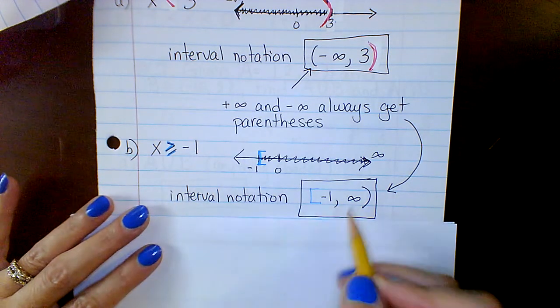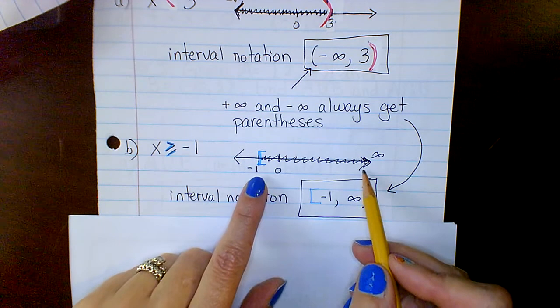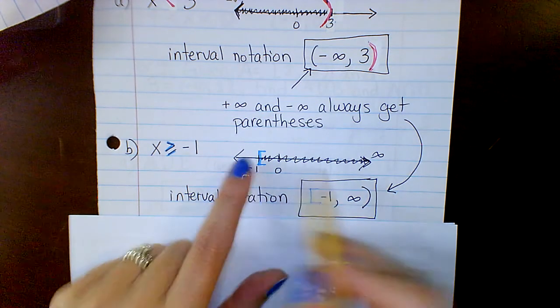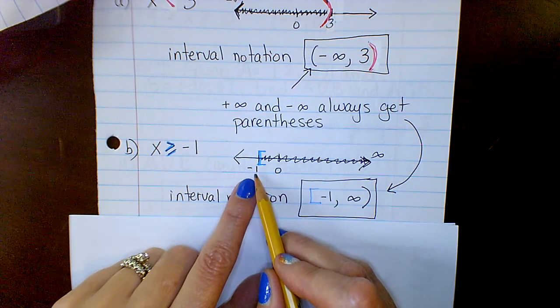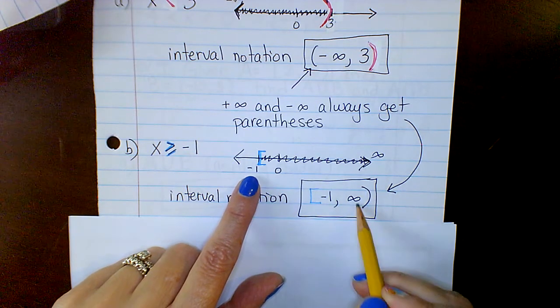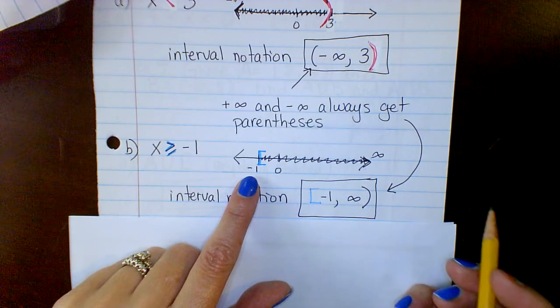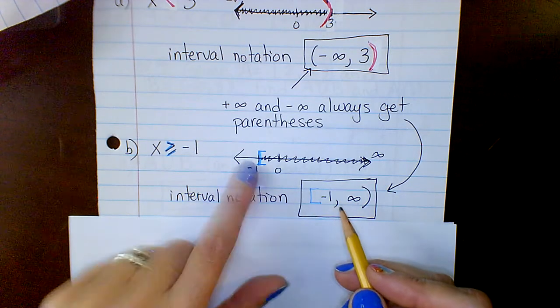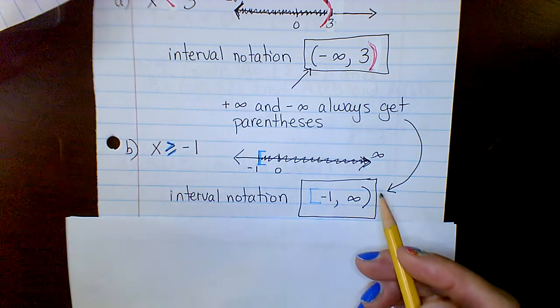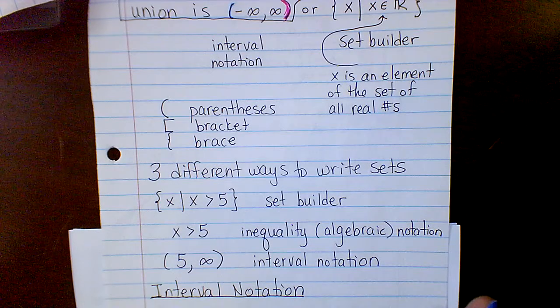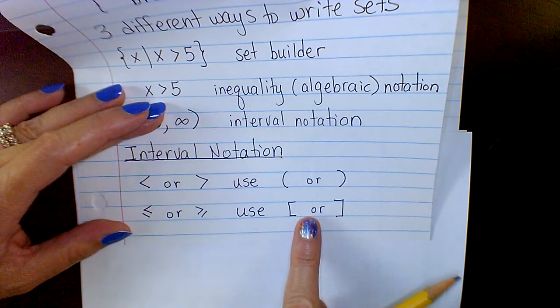Now when I write this in interval notation, notice how I'm just translating the shaded area into an interval. This shaded area, the far left is -1 and it's got a bracket. The far right is infinity and those always get parentheses. So again, why did I put a bracket here? Follow the color coding here because of the or equal to, which follows my directions from back here, remember?